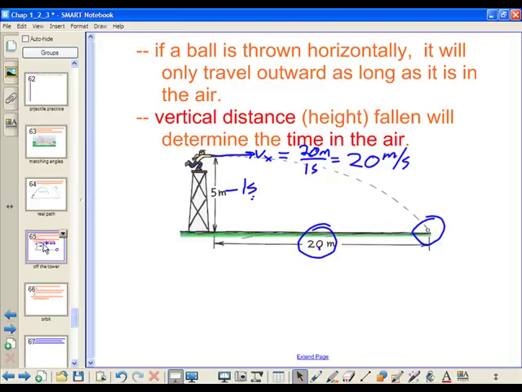If I change this problem a little bit, let's say this was a 20-meter tower. If it was a 20-meter tower, then it would have taken me 2 seconds to get to the bottom, in which case it took me 2 seconds to travel that 10 meters, in which case that would be 20 divided by 2, or 10 meters per second. All right, so once we find out how much time, we can find out that horizontal velocity.